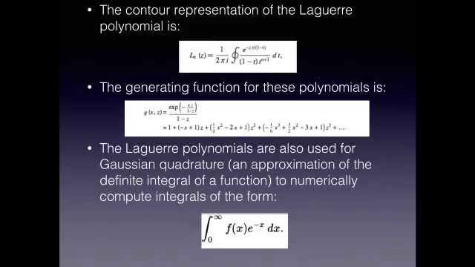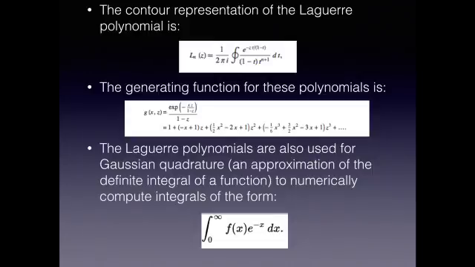Next, moving on to the contour representation of the Laguerre polynomial. We first saw the representation of Laguerre polynomials using the Rodriguez formula. We also saw a representation using summation. This is the third representation of Laguerre polynomial, which is using the contour integral. Ln of z equal to 1 by 2 pi i closed integral e power minus zt by 1 minus t divided by 1 minus t into t power n plus 1 dt.